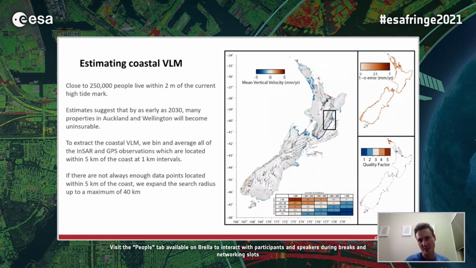So what we've basically done is take our nationwide vertical estimate, and extract a coastal strip at 1 kilometer intervals.